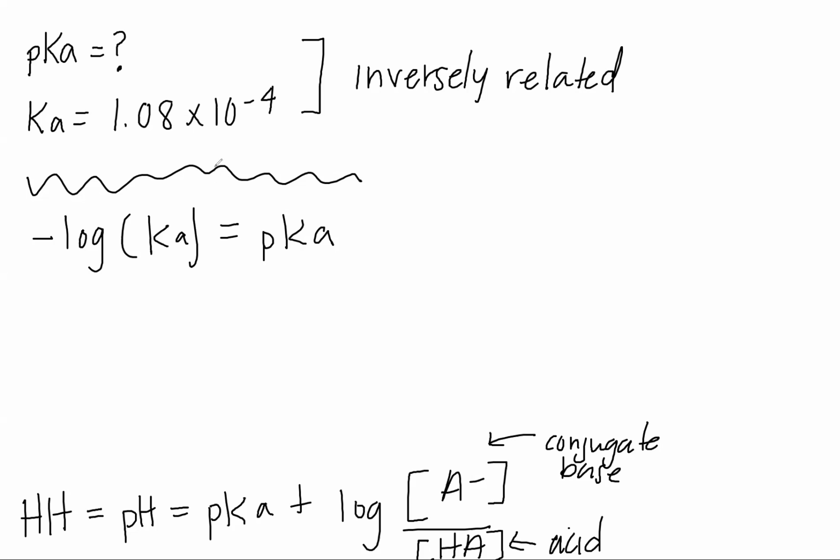I've never seen him ask you to solve for the Ka given the pKa. But the reason we like to get into the pKa is because it usually gives us a nicer value. For example, it could be like 3.41, and this 3.41 is easier to work with than this 10 to the negative 4. So again, to get the pKa given the Ka, you will just take the negative log of the Ka, and that equals the pKa. And that's how you solve for that.